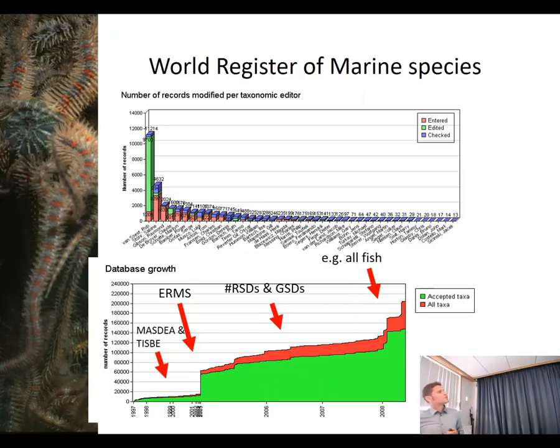This graph shows the edits. On the x-axis you see the different taxonomic editors, and the number of edits being made by the different taxonomists. So the taxonomists were still responsible for the information, for the quality of the taxonomy, of the species names, of the synonym names. And you see also the growth on the graph below.